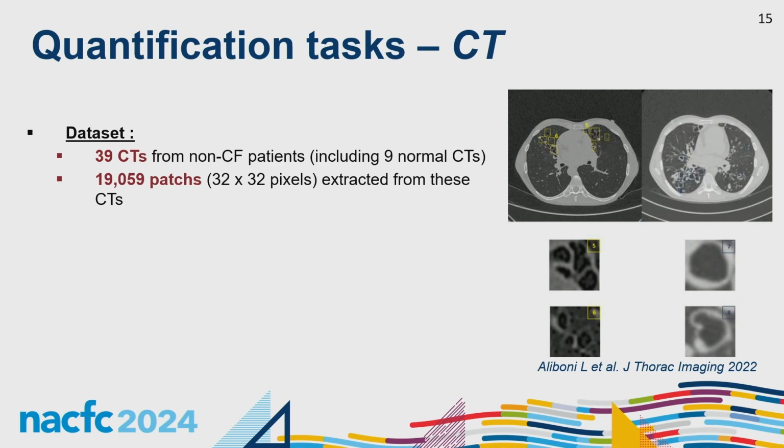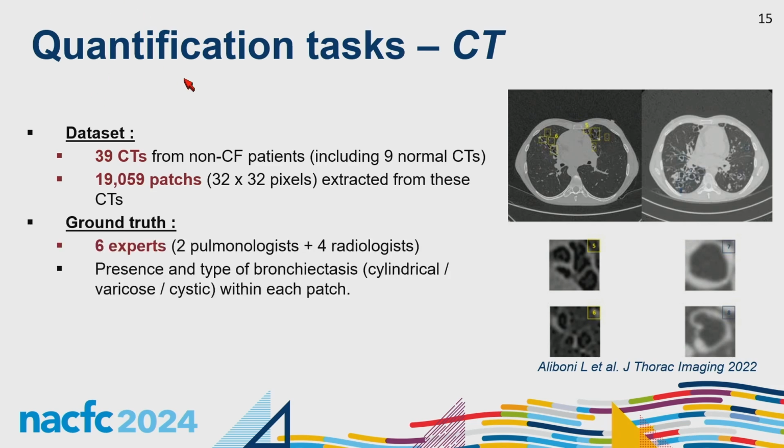It had been trained on data from 39 CT scans, so it's a few, but on the CT scans they extracted 19,000 patches, and these patches were annotated. Patches are small images which were annotated by chest radiologists, and then they trained a 2D model to be able to classify each patch, to say whether or not there is bronchiectasis and the type of bronchiectasis present on the image.